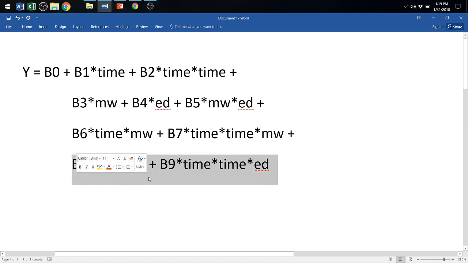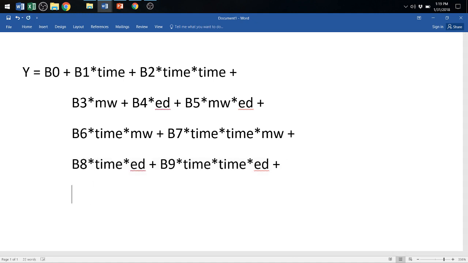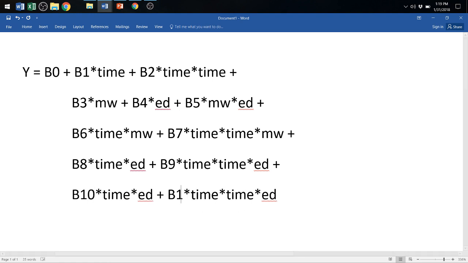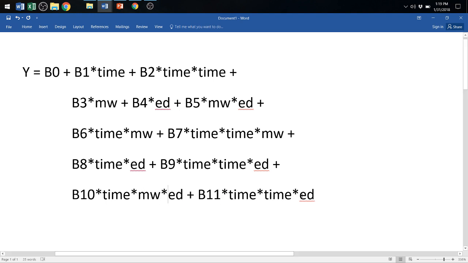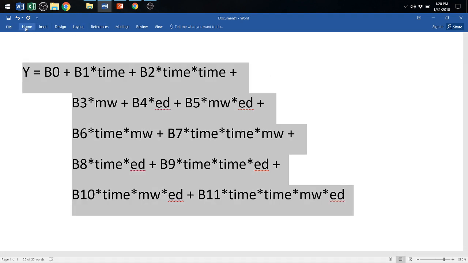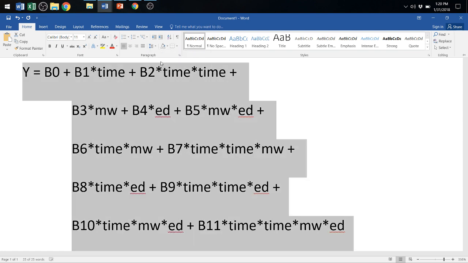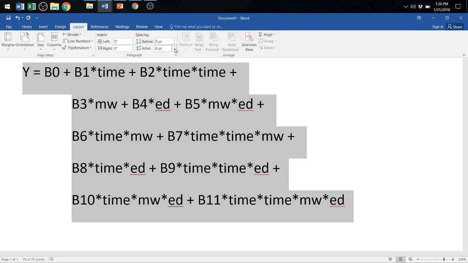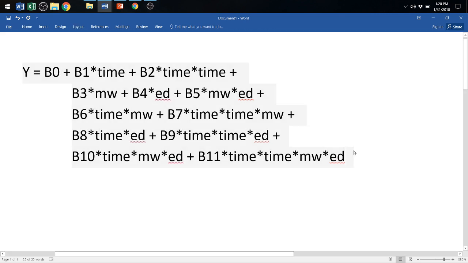So I'm going to add a whole nother row here. So I'm up to beta 10 here and beta 11. Now do I have everything? Okay. So let's do an example then. Let me squish this back together. I don't want spaces after, thank you. There we go. That's a little easier.